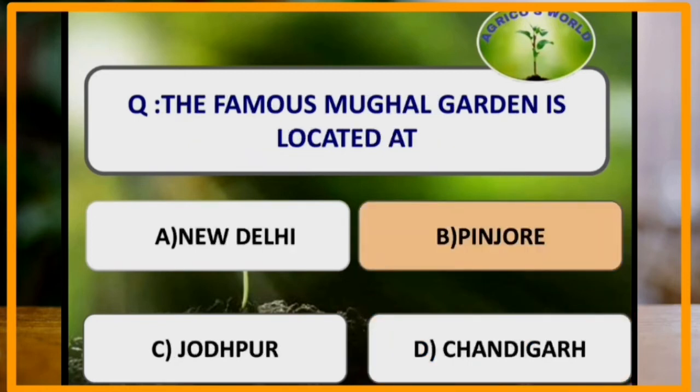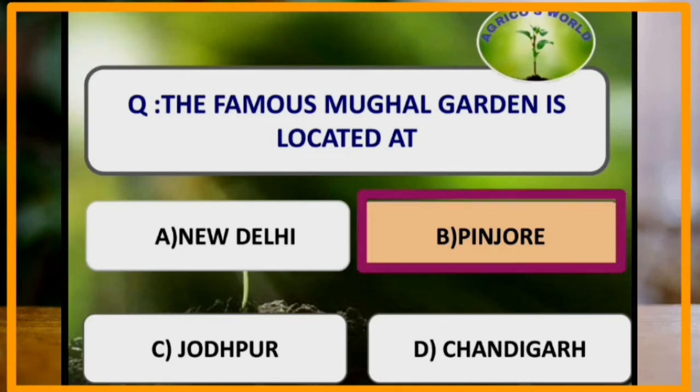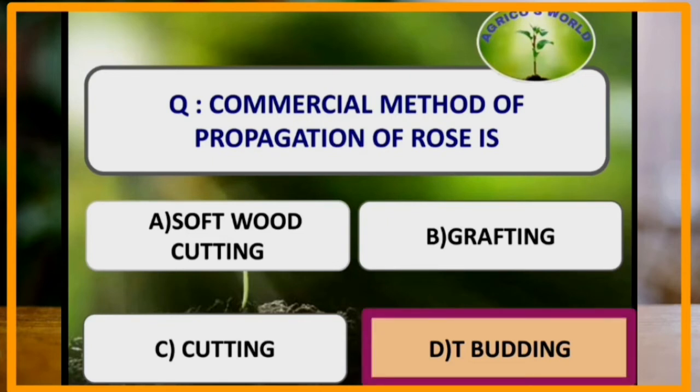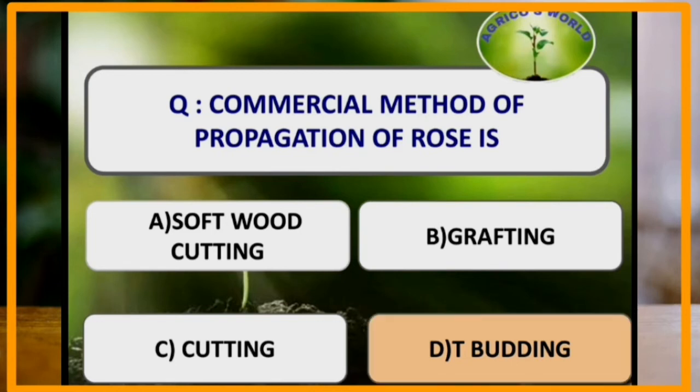The famous Mughal garden is located at Pinjore in Haryana, and it was built by Fateh Khan. What is the commercial method of propagation of rose? In the options, all of these are used for the propagation of the rose, but T budding is the most commonly used commercial method of propagation in rose.